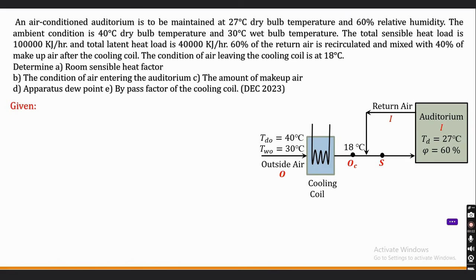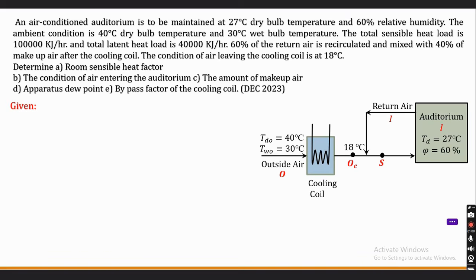The total sensible heat load is 1 lakh kilojoule per hour and total latent heat load is 40,000 kilojoule per hour. 60% of the return air is recirculated and mixed with the 40% of makeup air after the cooling coil. The condition of air leaving the cooling coil is at 18 degrees Celsius. Determine the room sensible heat factor, the condition of air entering the auditorium, the amount of makeup air, apparatus dew point and bypass factor of the cooling coil. This is the question from Mumbai University, December 2023 paper.